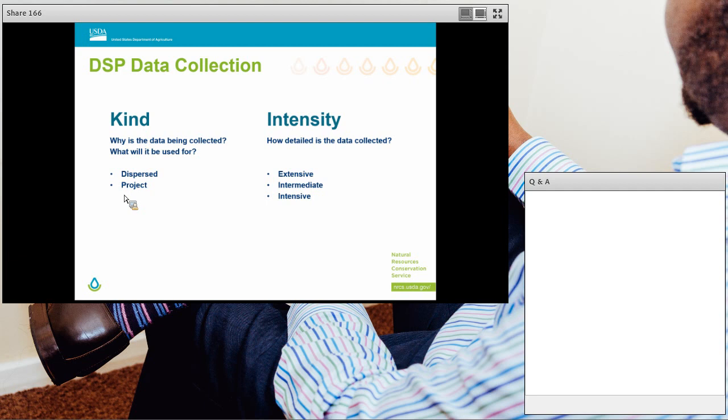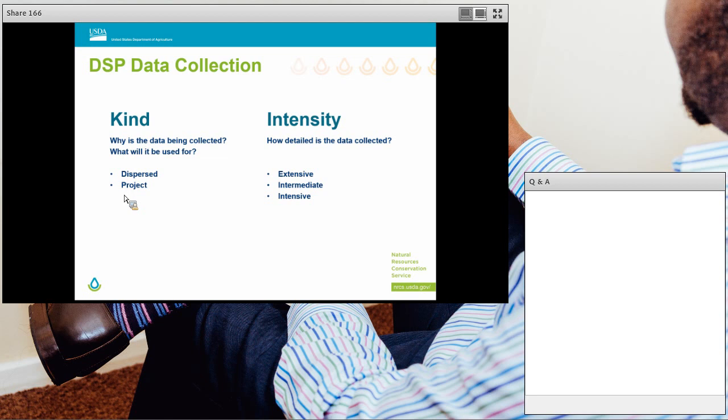Now both of those interact with the intensity of data collection, because data collection can be useful at these different kinds of intensity levels. And this can go everywhere from extensive, which means it's got a big extent, we're going to collect lots of data everywhere, but it's only kind of superficial, not a ton of detail. And this will be the case for initial soil surveys. It's going to be extensive. We're not going to try to do intensive information collection everywhere.